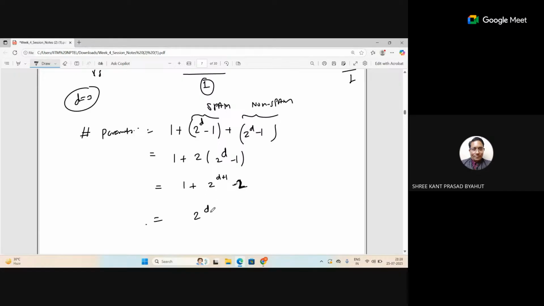Yeah, so it is 2 to the power d plus 1 minus 1. So that many parameters you need to estimate. Is that okay? Yes, sir. But if your dictionary size is too large, let's say it is like 1 million, 10 lakh words, then how many parameters do you need to estimate?